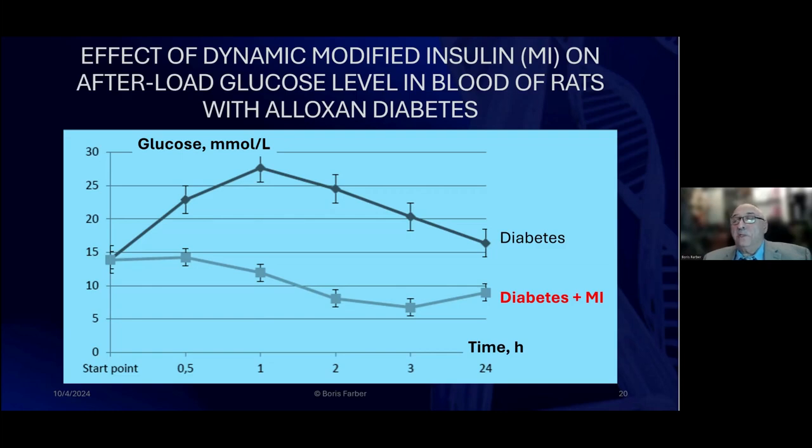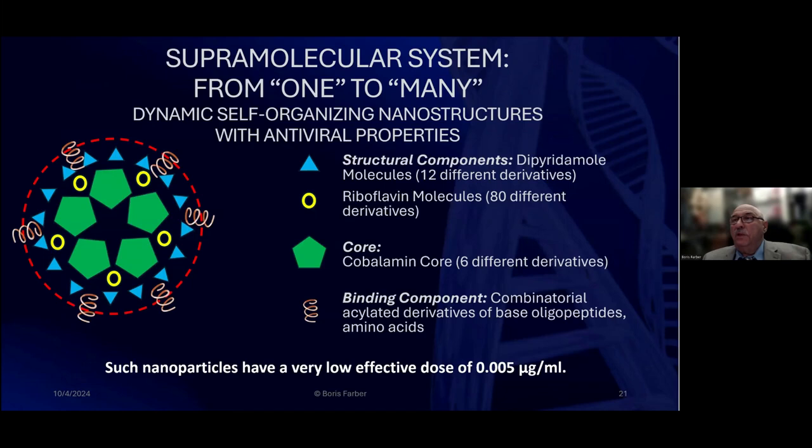We practiced with separate different ingredients, and now, based on experience with individual dynamic drugs, we decided to explore combining multiple dynamic structures to create a second derivative, nanoparticles with potentially enhanced efficacy and synergistic effect. Antiviral nanoparticles composed of multiple dynamic structures. For instance, a core based on dynamic cobalamin, these green pentagons. Surface: dynamic dipyridamole.